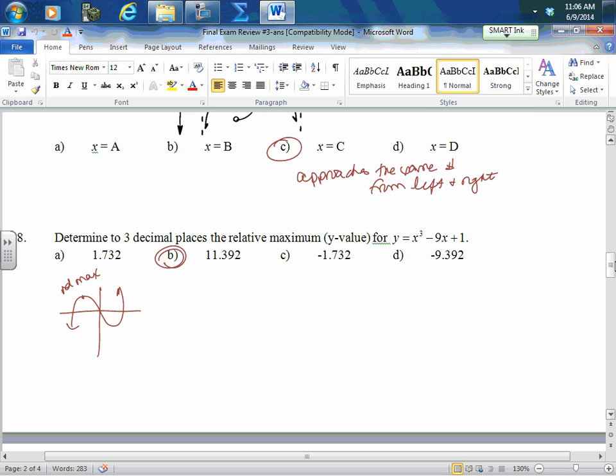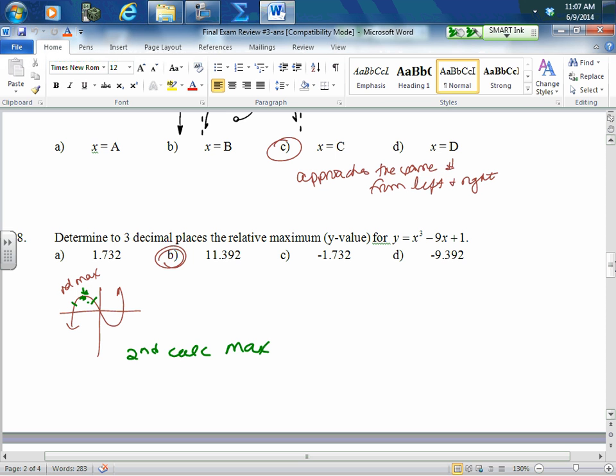This is a good example for a relative maximum. This one right here is your relative max. Do a second calc. Bring it to the left, bring it to the right of this guy, and then guess the middle one. Remember to give me 3 decimals. Remember your value of your function is your y value. That's the value of that function. Everybody okay with this one?